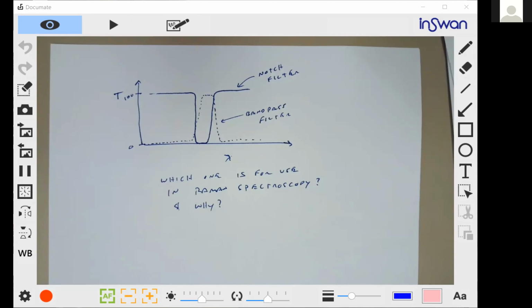We can open the floor up to other people, maybe. I don't know if anyone else knows. All right, who can answer what inelastic means?